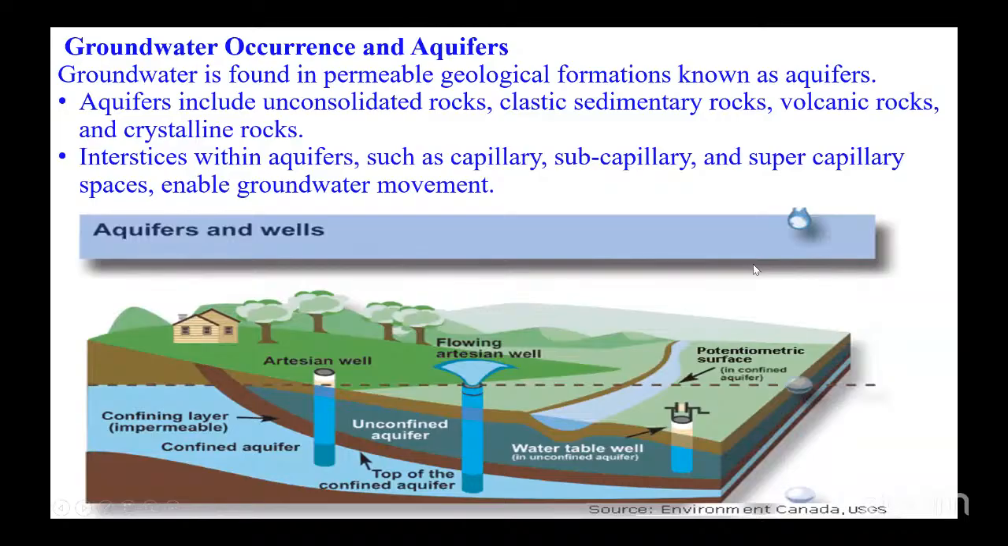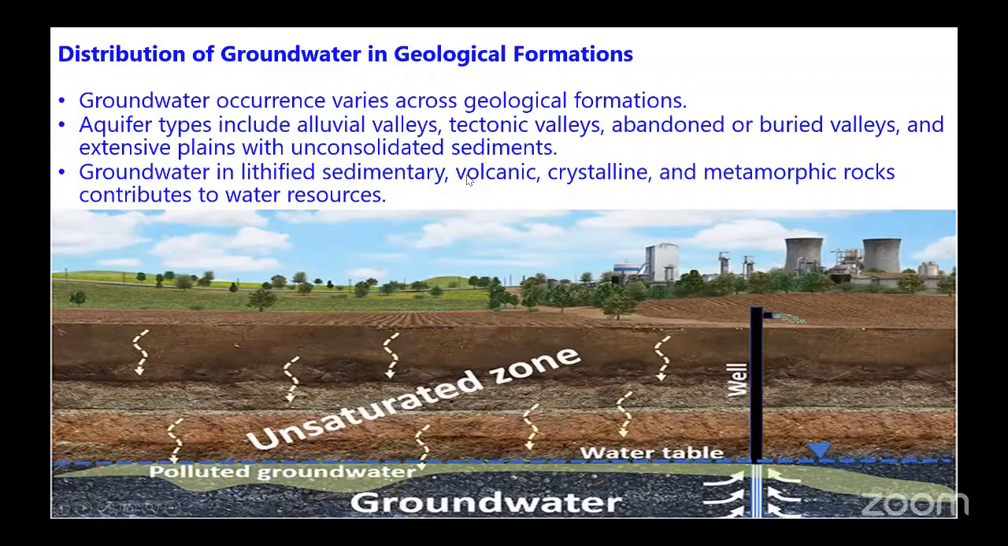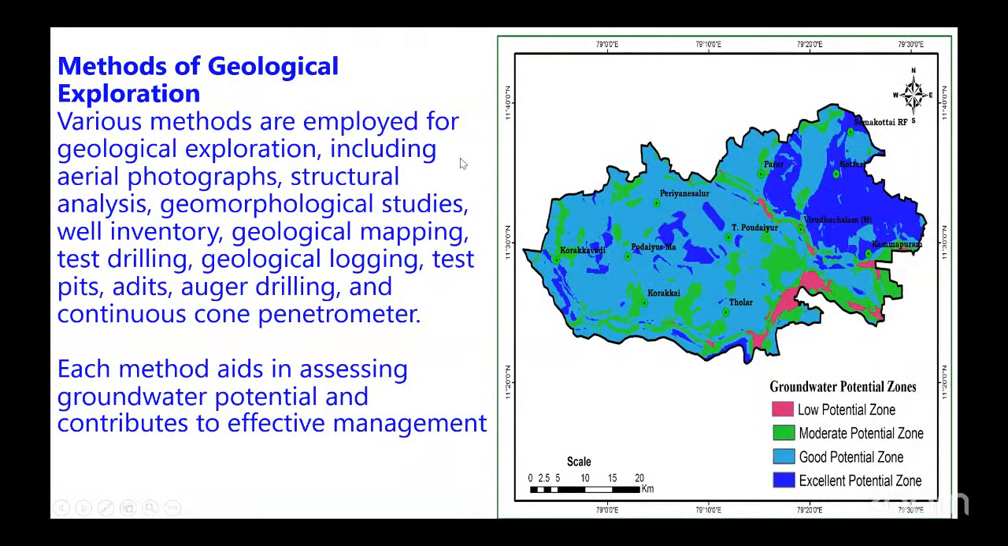Next, groundwater occurrence and aquifers. What are groundwater occurrence and aquifers? Just now we have discussed the distribution of groundwater in geological formations. Also, we have discussed the unsaturated zone and saturated zone, and methods of geological exploration.